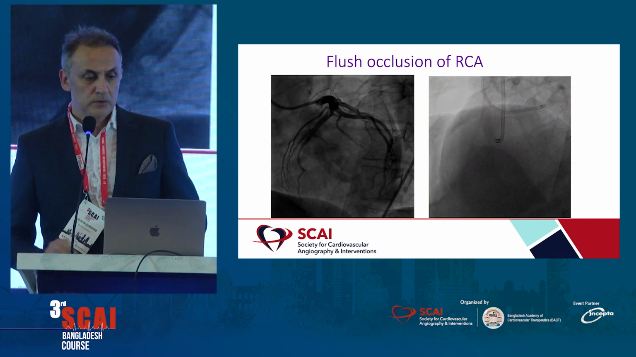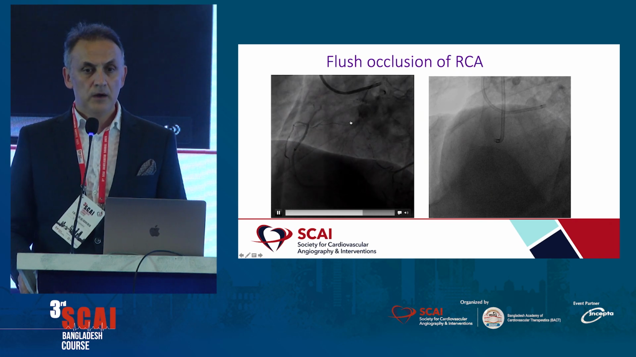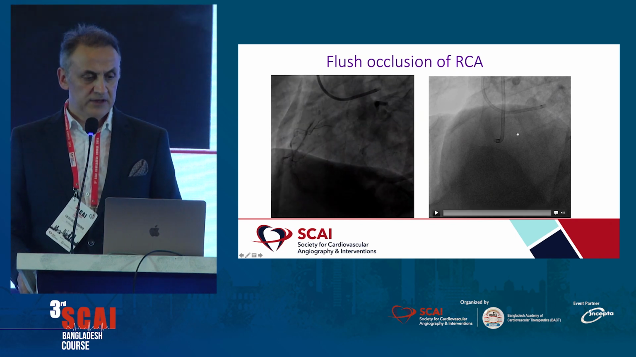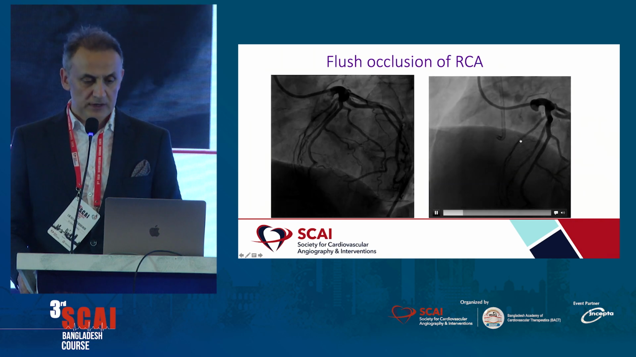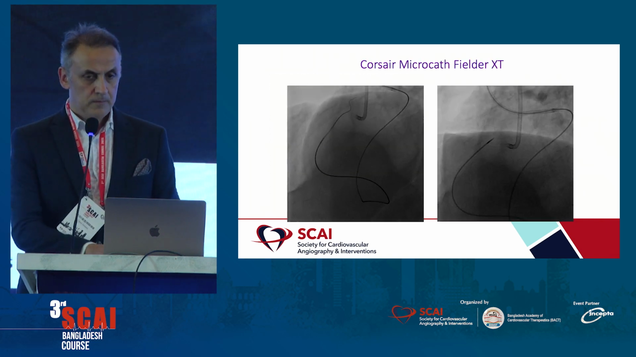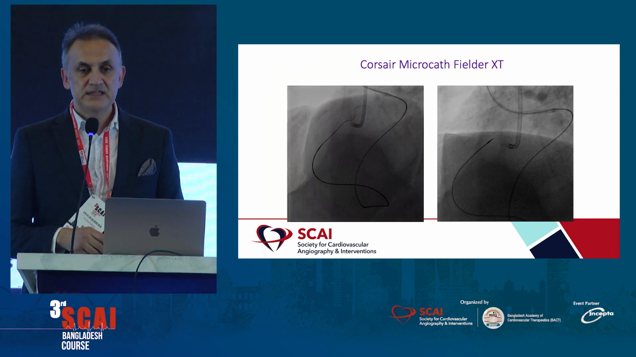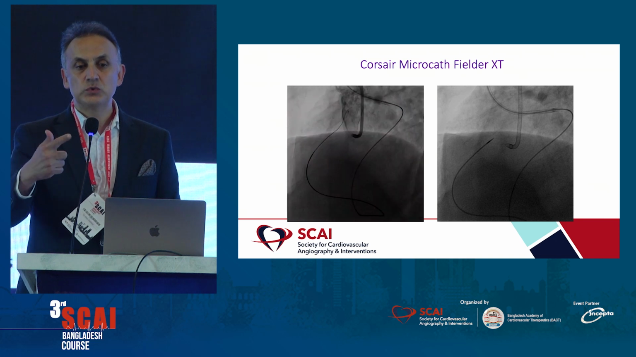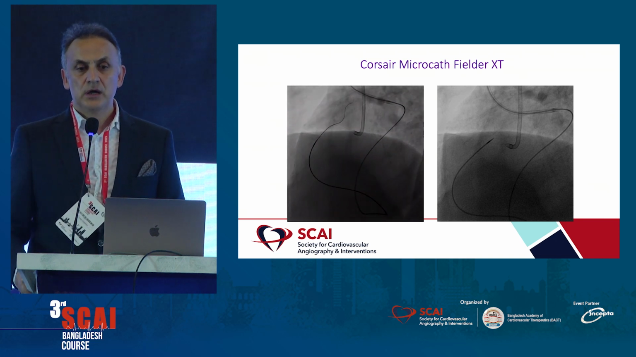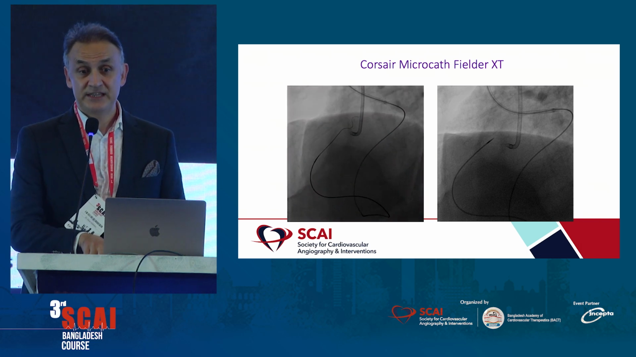So let me show you here how we did this case shortly. We started retrograde at the beginning. And then the first wire was an XT wire. The XT wire easily reached the very proximal part, but XT couldn't penetrate the CTO itself.